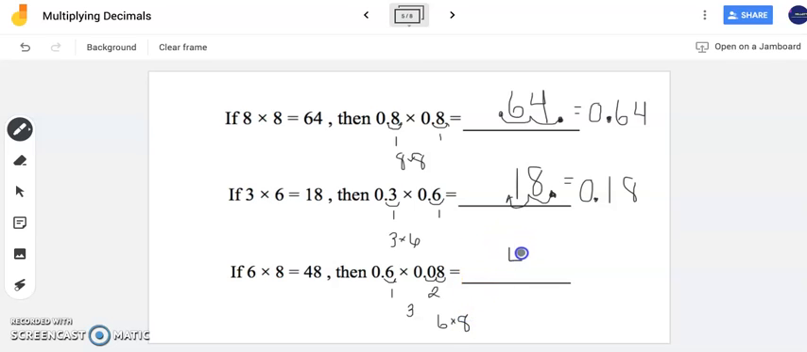6 times 8 is 48, but that's not my final answer. Every whole number has a decimal point at the end of it. Now, we multiplied by 1,000, moving that decimal point over 3 places to the right in my question. Now in my answer, I'm going to divide by 1,000, moving that decimal point over 1, 2, 3 places to the left. Now, in this empty spot here, you are going to represent a 0 in your tenths place, giving you an answer of 48 thousandths.